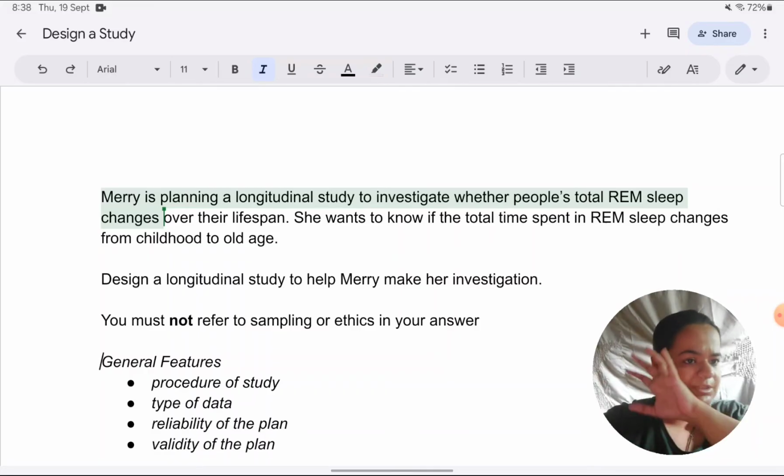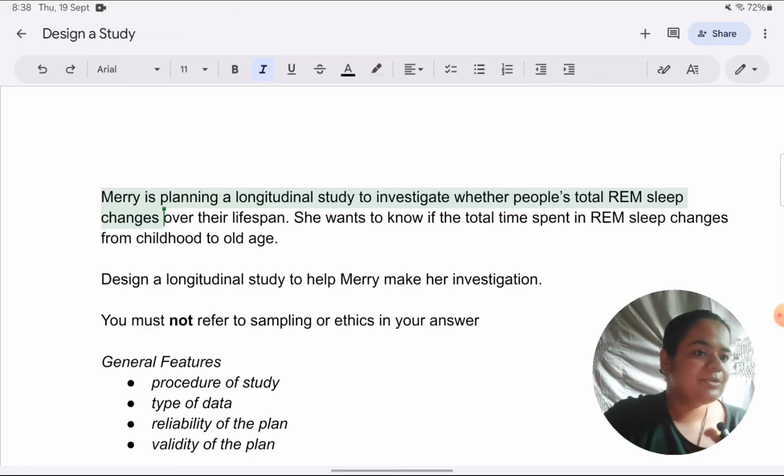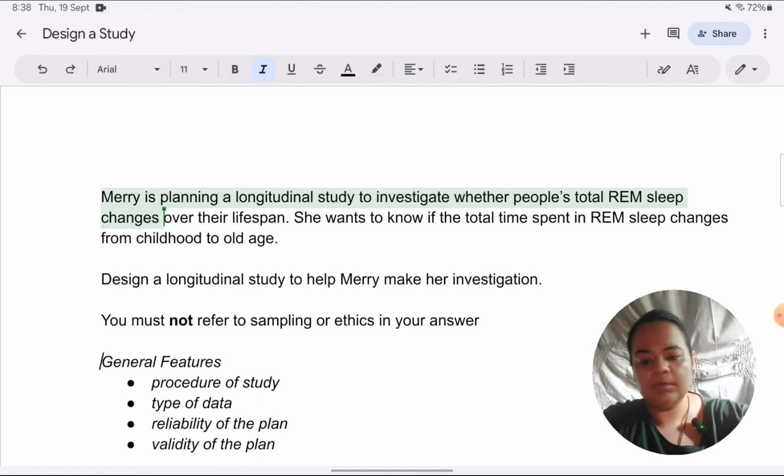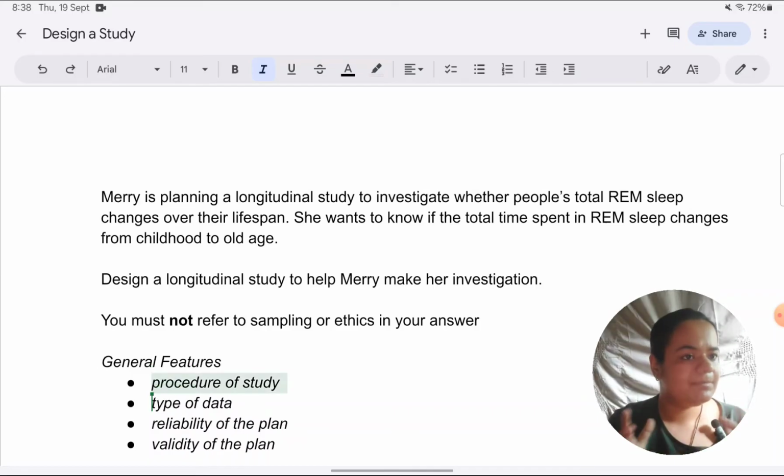By that I don't mean you start describing the Dement and Kleitman study in the answer, but use the knowledge that you have gained from learning that study and apply it as relevant to Mary's scenario. So I would begin with the location of the study. It gives me a good starting point also, and it covers the general feature which is required, procedure of the study. So I'll be able to do both.